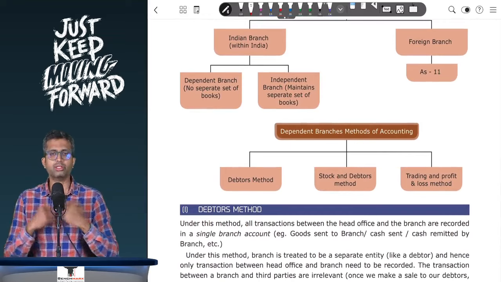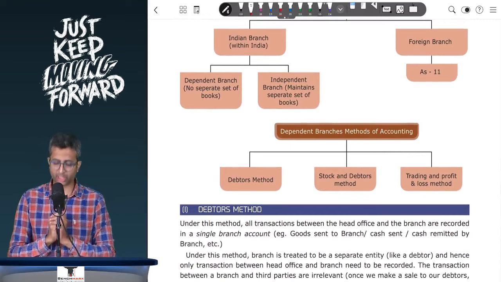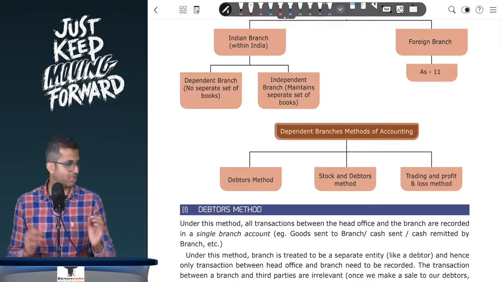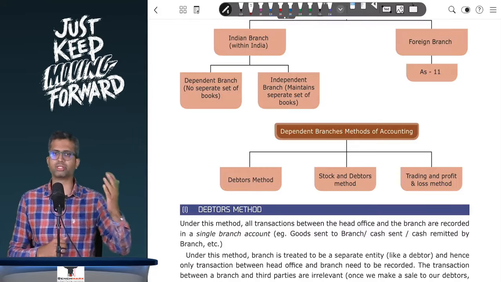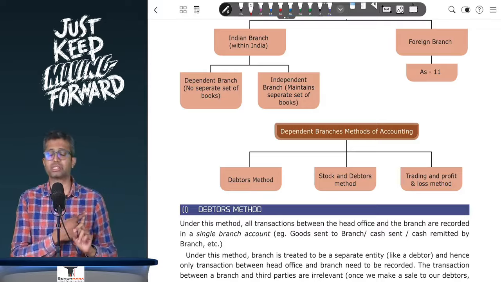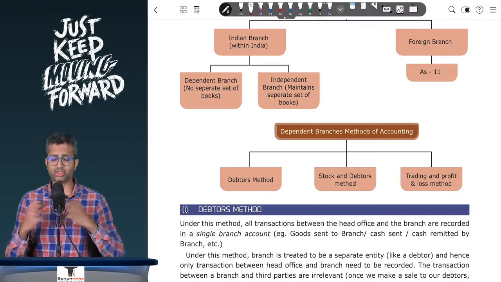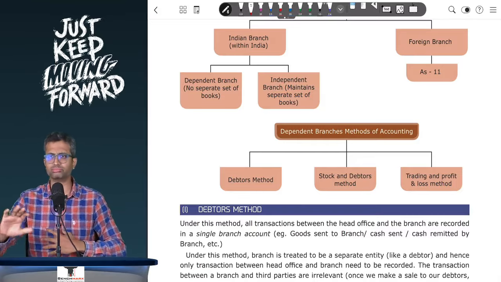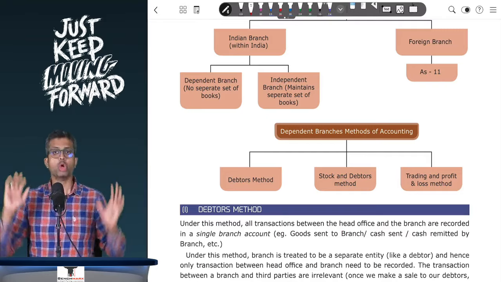Again, the accounting is done from the head office. So all of these books of accounts, etc., are kept in the head office, and there are three methods in which accounting can be done. First, there is something called the debtors method, in which case you will treat the branch as if it is your debtor. It's a separate party which is your debtor.